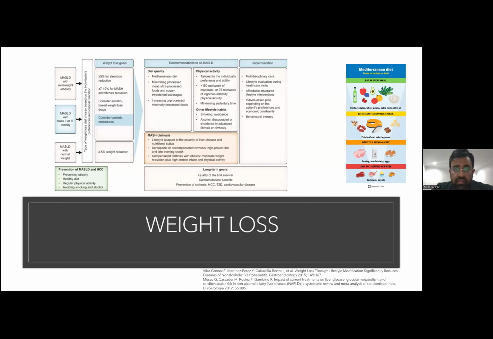Then physical activity comes on board over here. With physical activity, obviously you have to tailor it according to your patient that's sitting in front of you. But the recommendation is that you need to have at least more than 150 minutes a week of moderate or 75 minutes per week of vigorous intensity physical activity. And with this, obviously, you need to try and minimize your sedentary time. So even if it means that you're going to walk or not watch TV the whole day, that sort of method needs to be pushed.